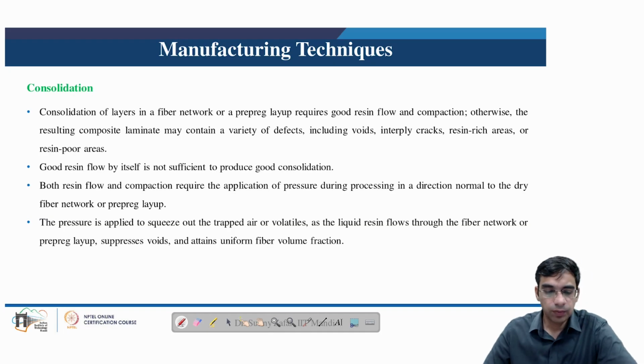So good resin flow by itself is not sufficient to produce good consolidation. Both resin flow and compaction require the application of pressure during processing in the direction normal to the dry fiber network or pre-preg layer. The pressure which is applied is also useful to squeeze out any trapped air or volatiles as resin flows through the fiber network or pre-preg layer, which suppresses voids and attains uniform fiber volume fraction.